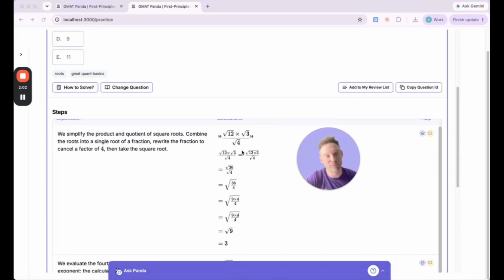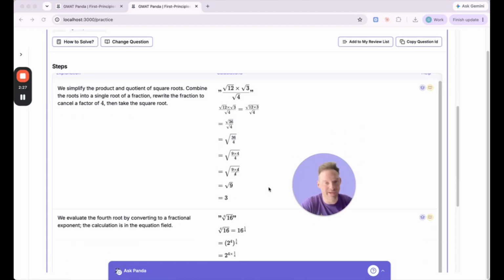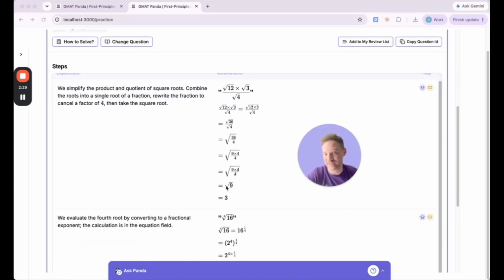So here, we're multiplying and dividing these roots together, so we can combine them together. And this essentially gives us 36 over 4, which we can write as 9 times 4 over 4. And that times 4, we can just cross it out because we're multiplying by 4 and dividing by 4. That brings us back to where we were initially. And so this actually just simplifies to square root of 9, which is just 3.